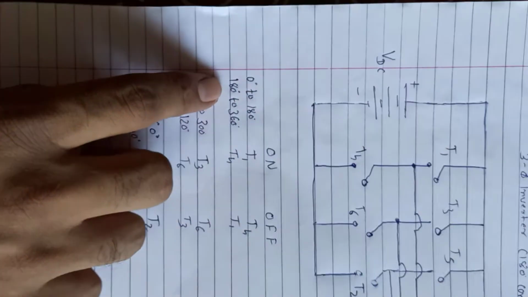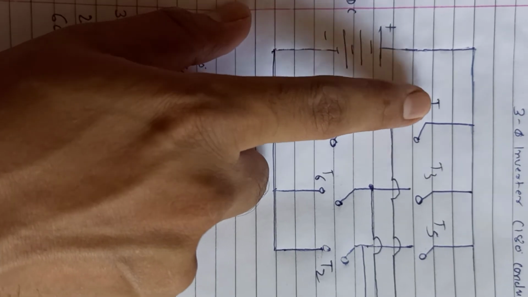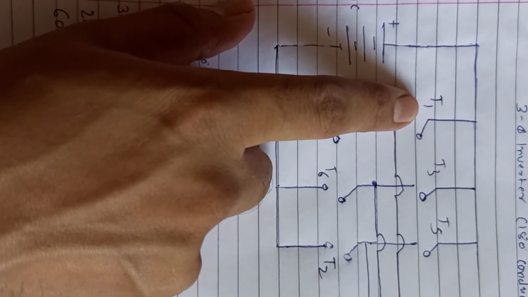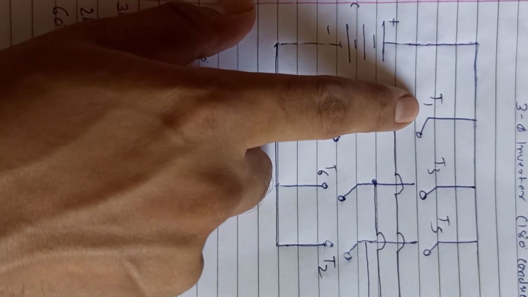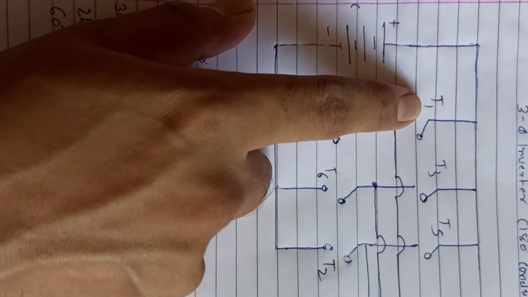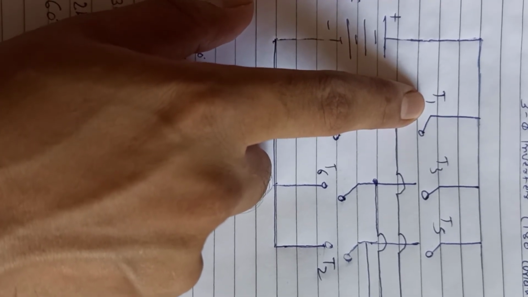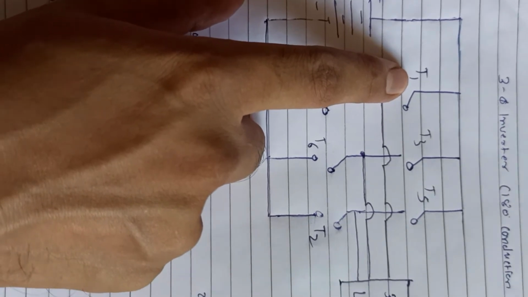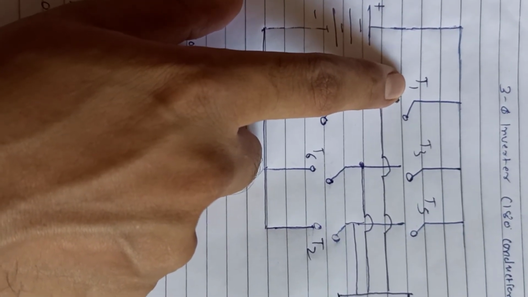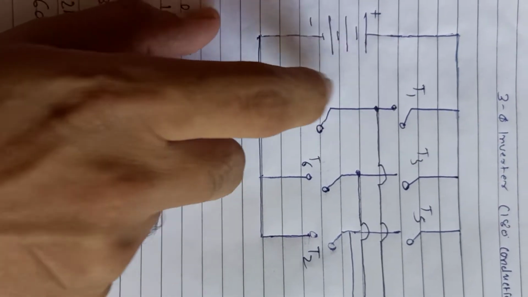Okay, so let's see. I am turning on T1 at 0 degree. So for 0 to 180 degree, T1 will be on, and for 180 to 360 degree it will be off, because it is a 180 degree conduction mode inverter.